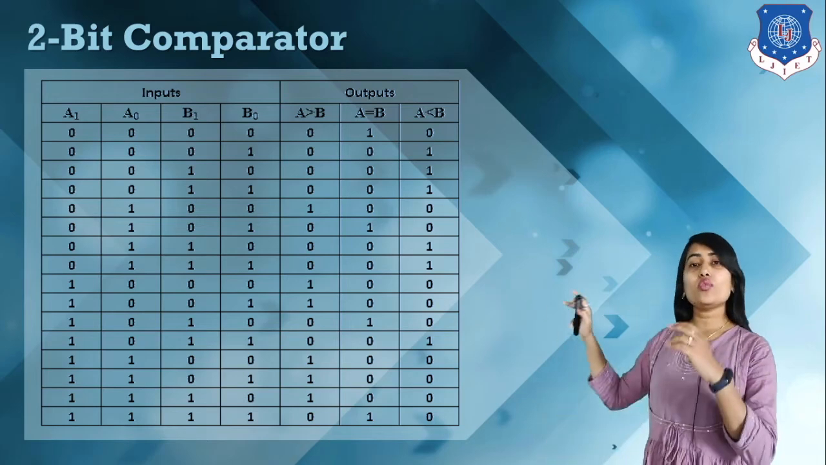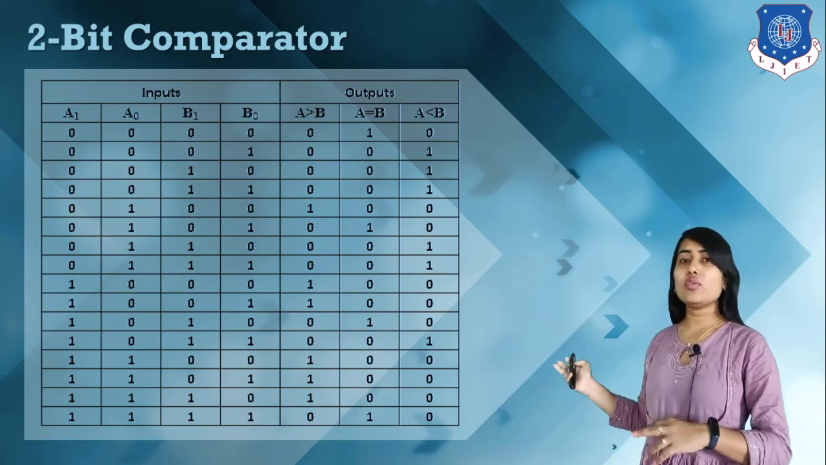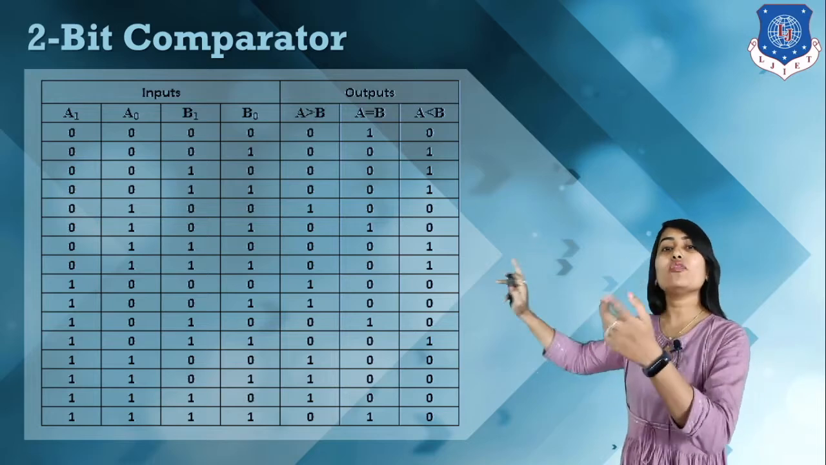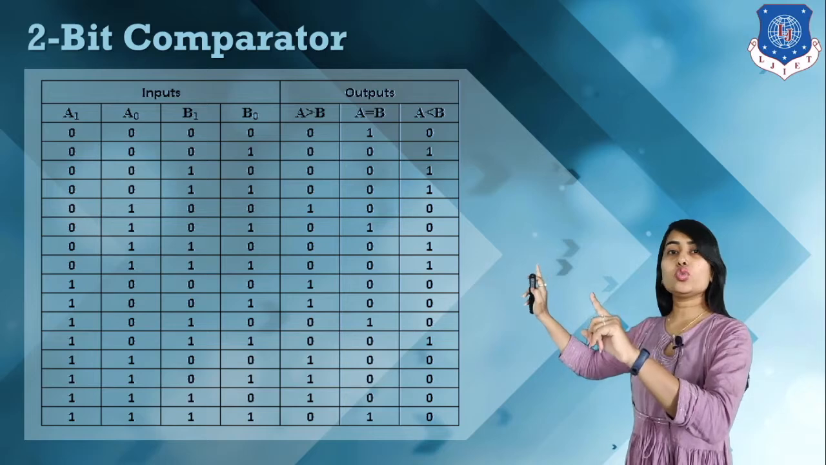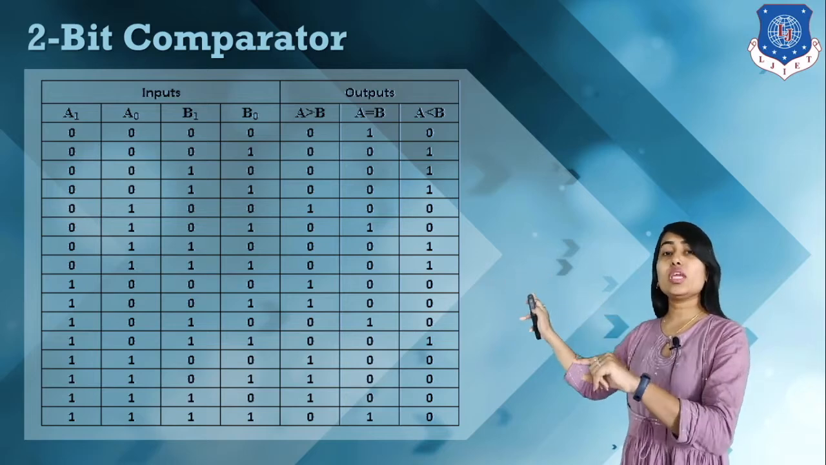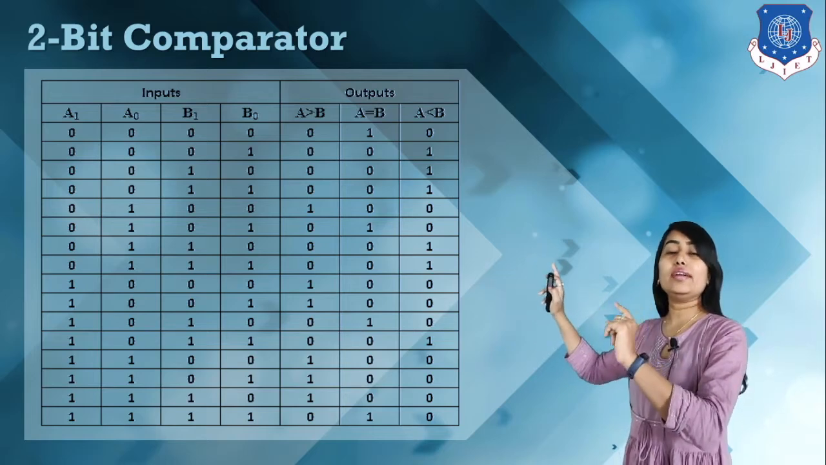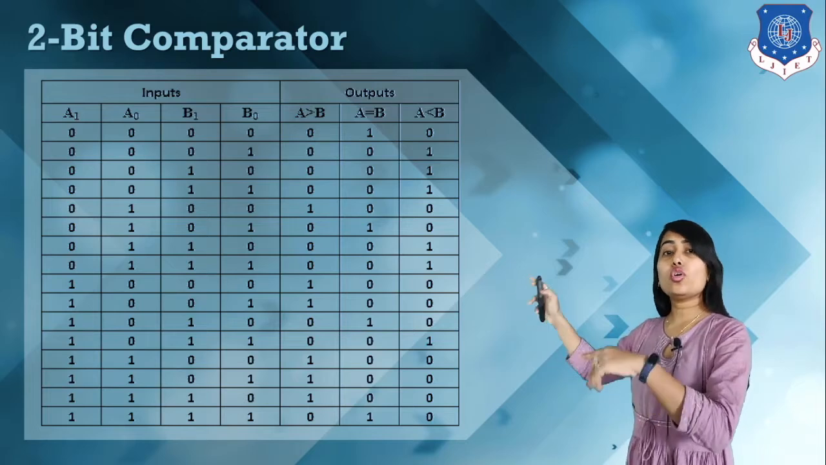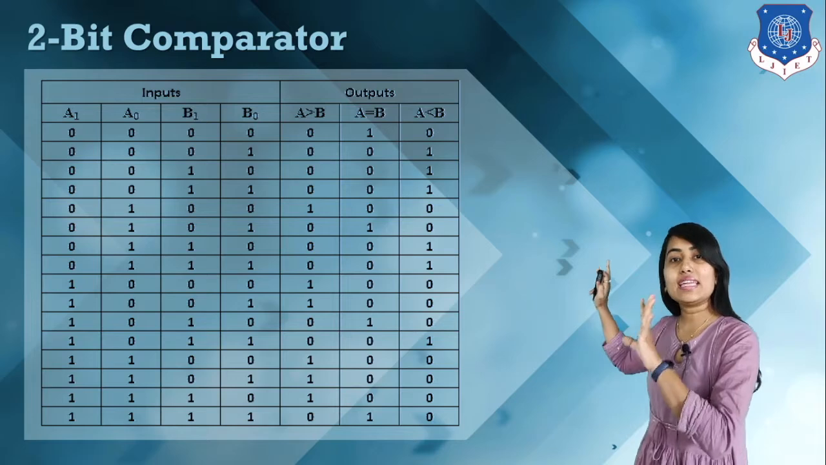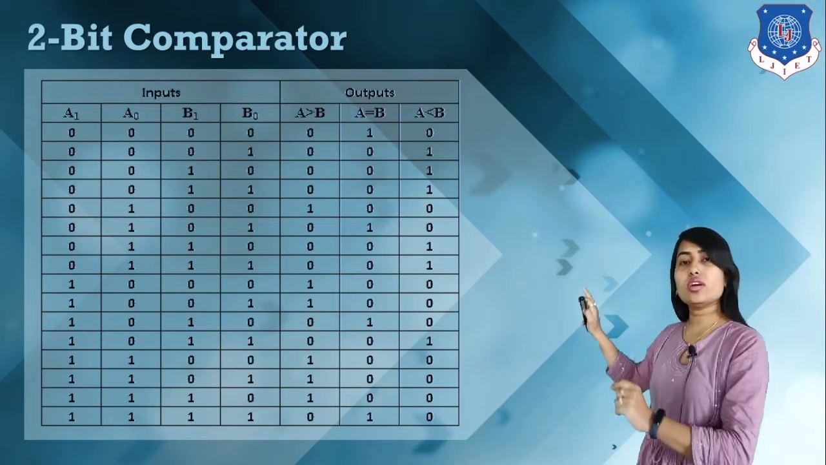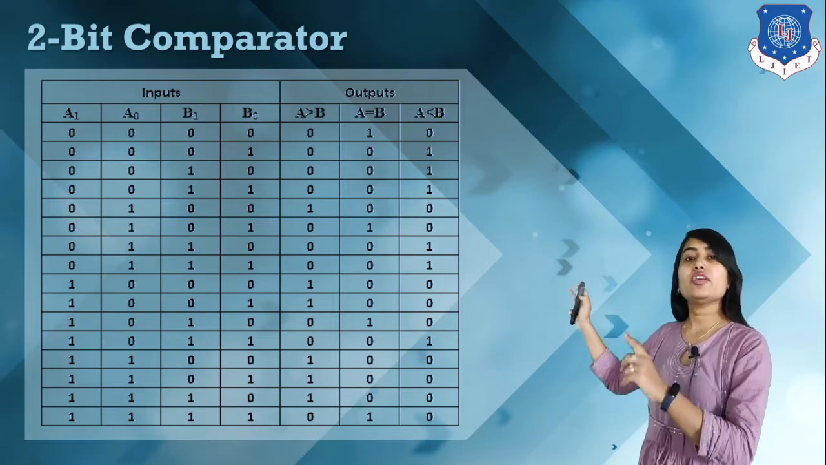Now we have to compare these. How can we compare? First compare A1 and B1. In the first row, A1 and B1 are 0, 0, so we go to the next bit. A1 and B1 are 0, 0, and also A0 and B0 are 0, 0. That means we can say that A equals B. So here we set the A equals B output to 1, and the remaining outputs are 0.